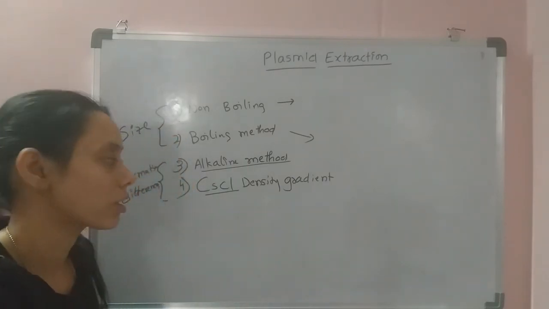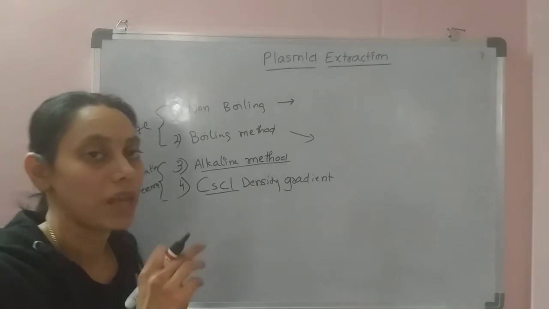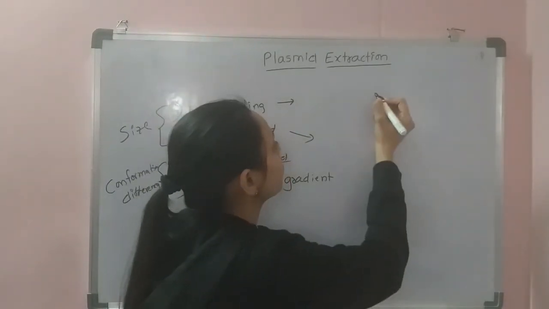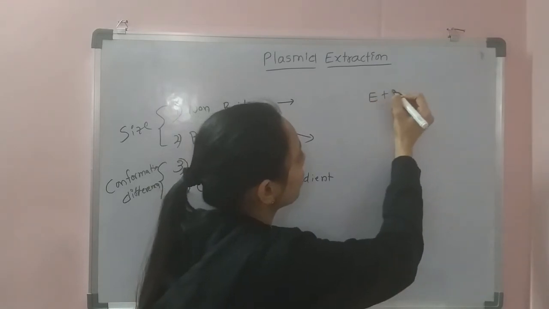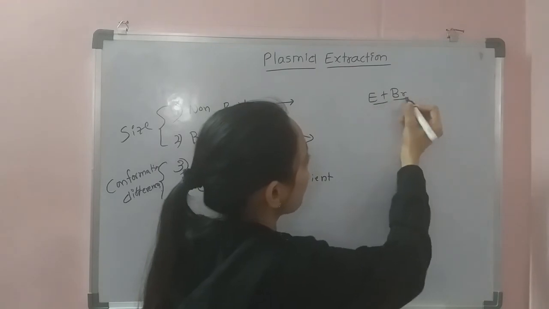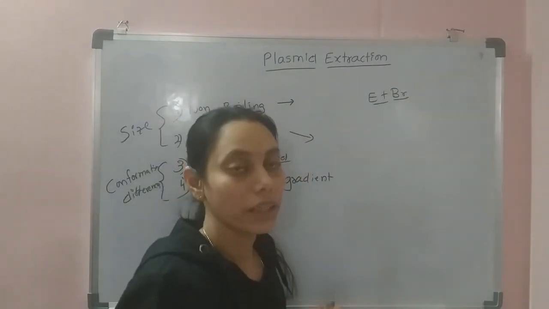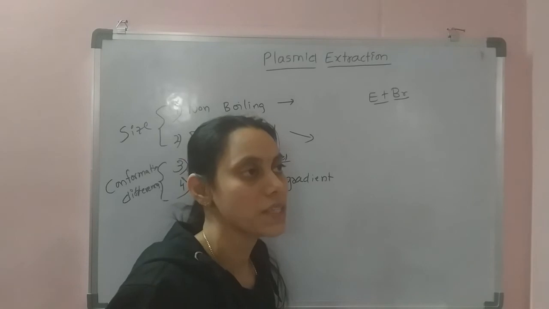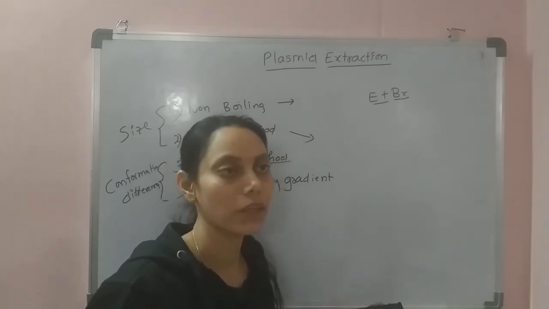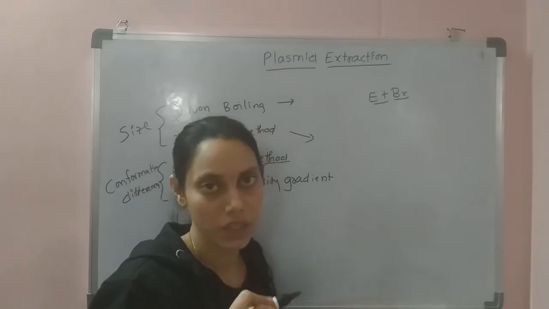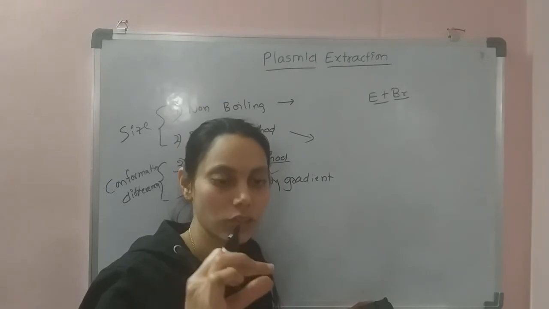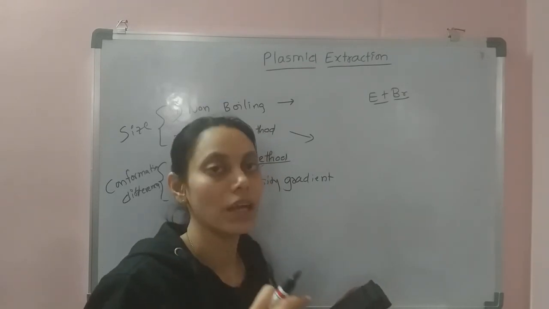This is also based on the conformational difference. The plasmids can be isolated, and here we are going to use EtBr. So this ethidium bromide is basically an intercalating agent. That means it incorporates into the double strand of the DNA, generally between A and T base pairs, and it intercalates and localized denaturation will happen.